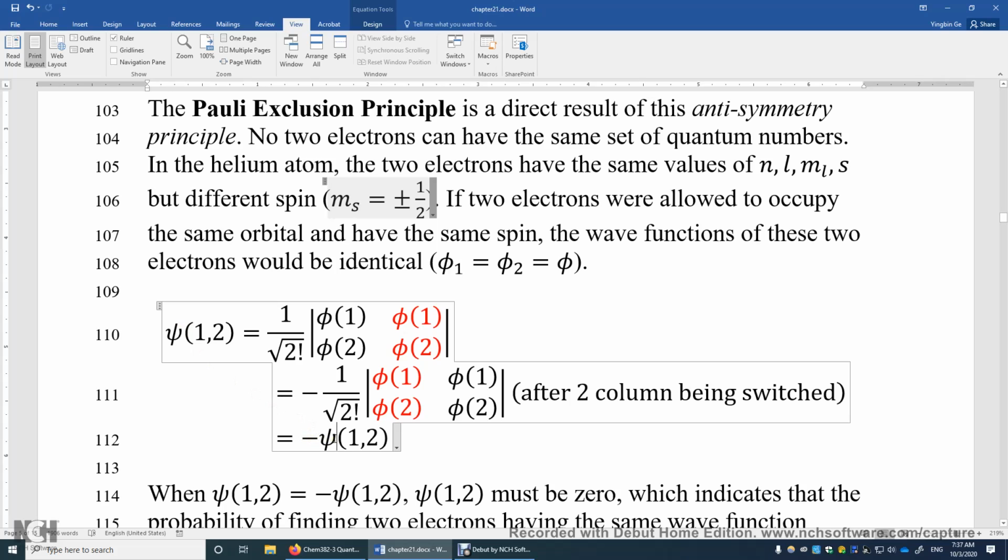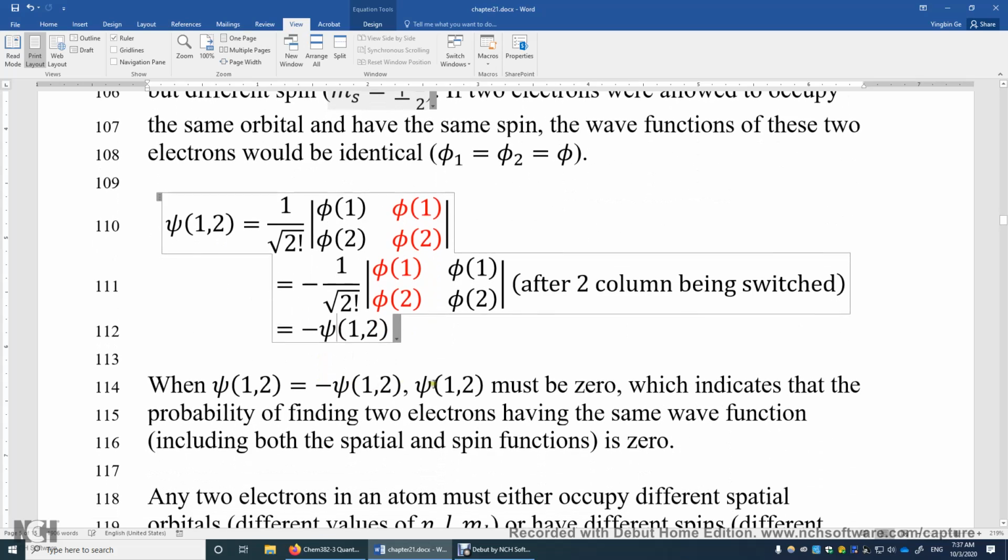Have you ever seen this kind of equation? X is equal to negative x. Is that possible? Yes, when x is 0. So in this case, this equation holds only when psi is 0. But if psi is 0, then the squared modulus of psi is 0. That means the probability density is 0. That means the probability of finding these 2 electrons with exactly the same wave function is 0. There's no chance for you to find 2 electrons with the same quantum numbers.